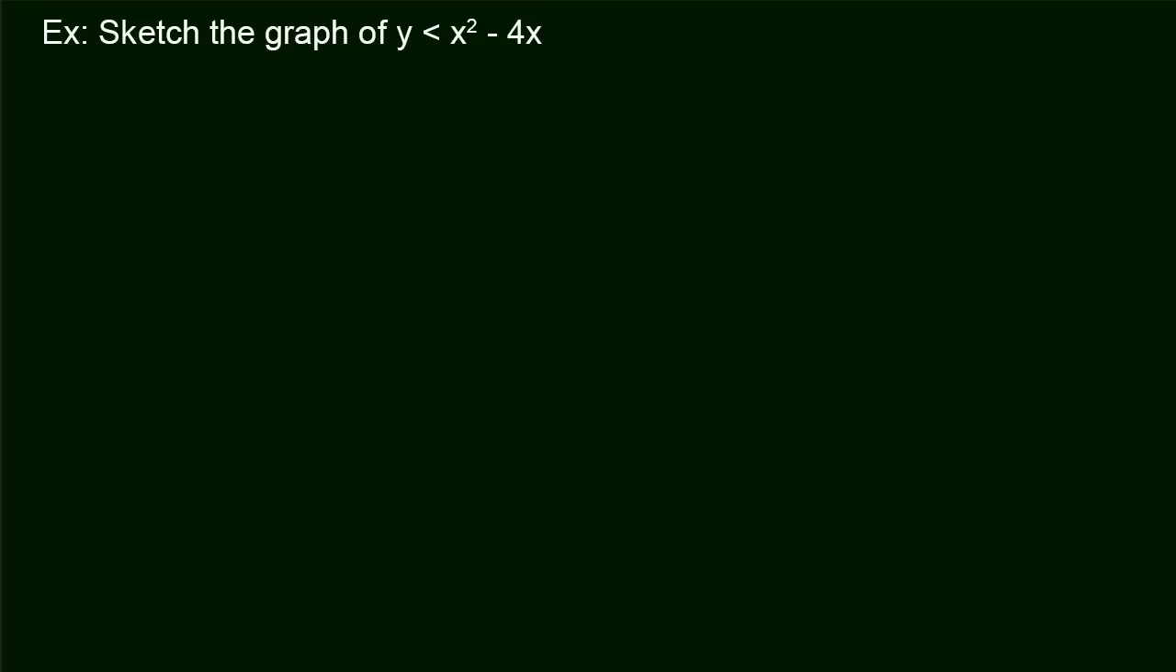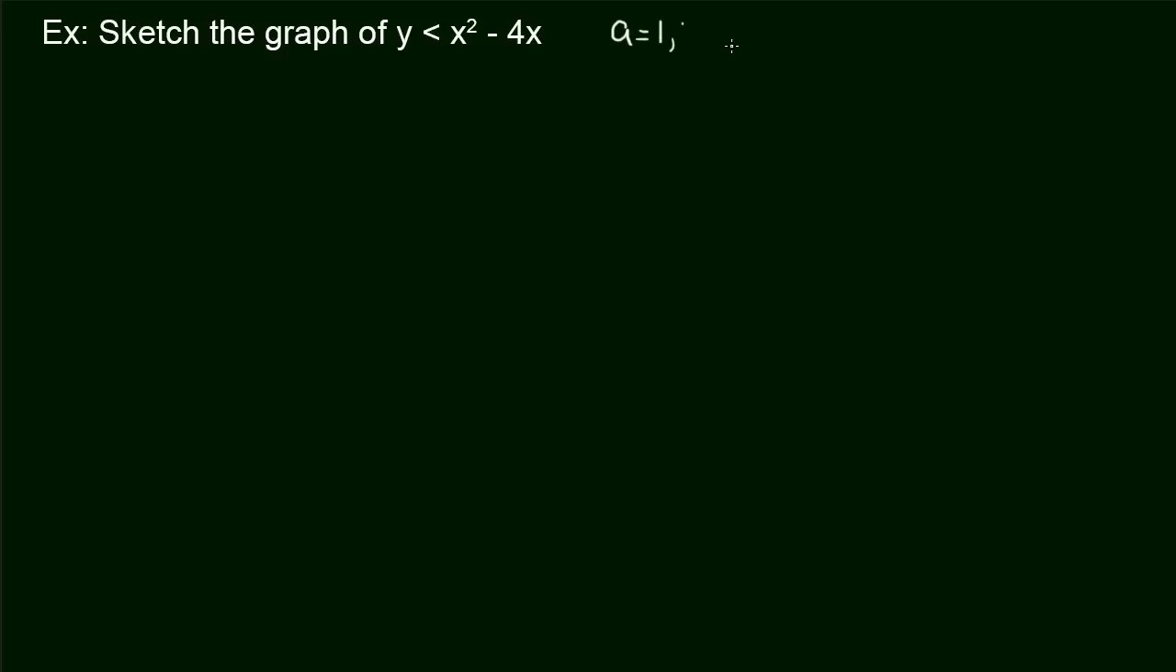Now let us look at an example of graphing a quadratic inequality. We are asked to sketch the graph of y is less than x squared minus 4x. I am going to start by identifying what my a, b, and c terms are. A is always the number by our square term, which in this case is x squared, and since I don't have a number over here, I know that that's an invisible 1.